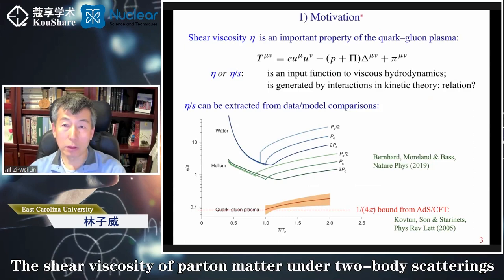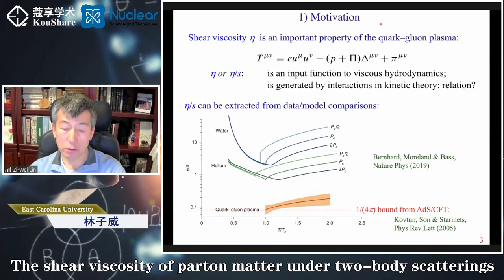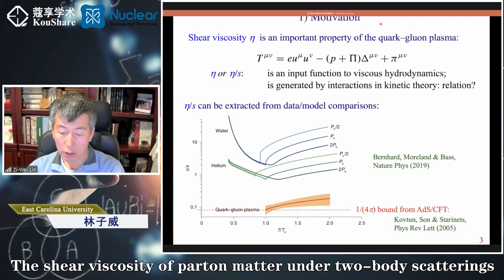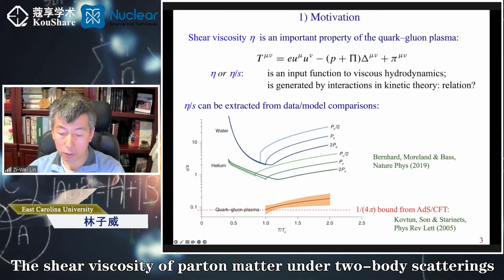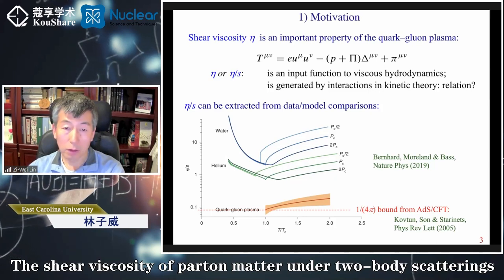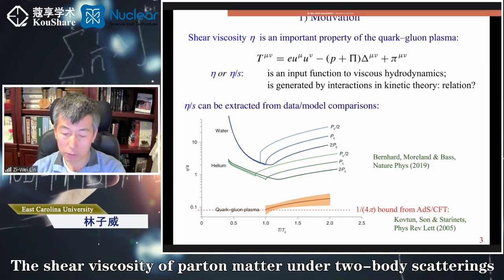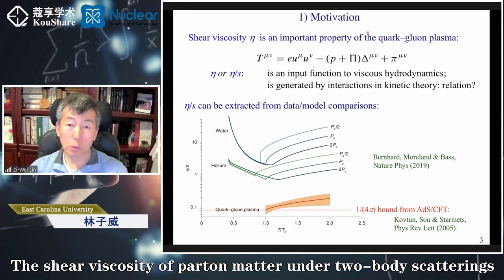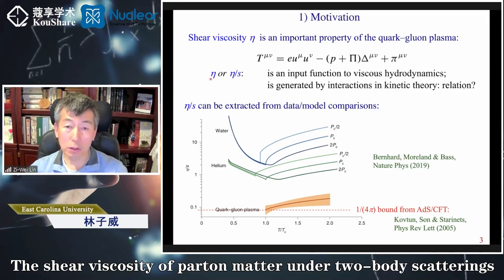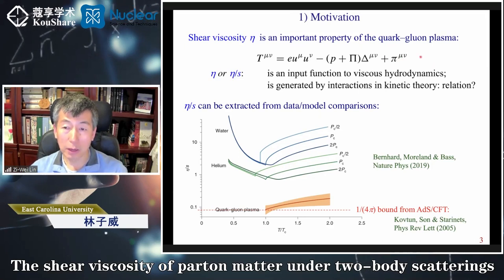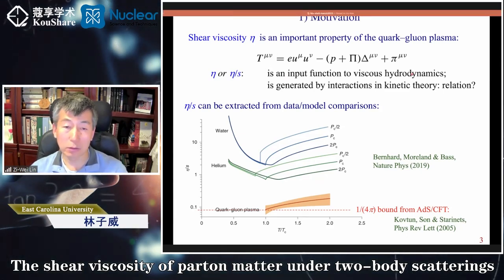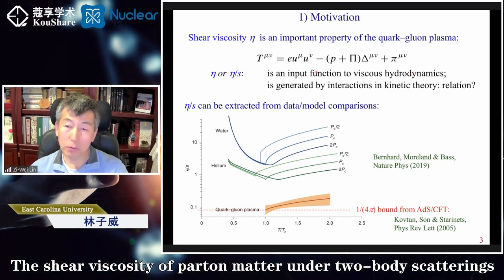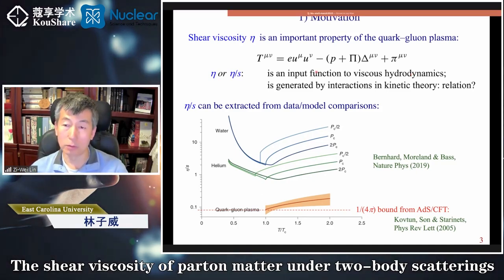As we know, the shear viscosity is an important quantity for nuclear physics. For example, the energy momentum tensor can be decomposed into such forms where the shear viscosity will appear in a term like here. But for hydrodynamics, shear viscosity eta or the eta over S ratio is an input function to the model.